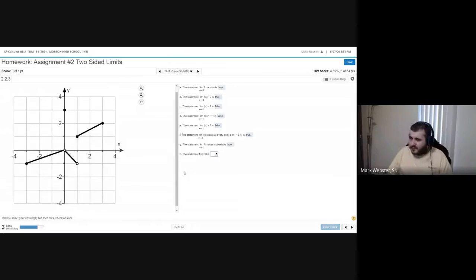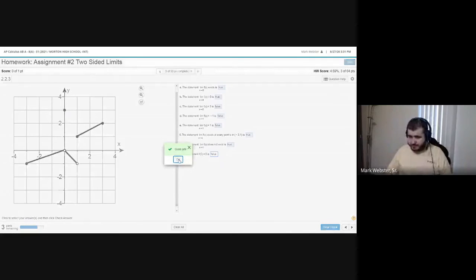The statement f of 0 equals 0. So now they're not asking about a limit. They're asking, hey, plug in 0, what do you get? We don't get this, right? We get this dot up here, yeah? So f of 0 gives us 3, not 0. So it's false. You see what I'm saying? And then here, this is what we're talking about. F of 0 is 3, which is true.